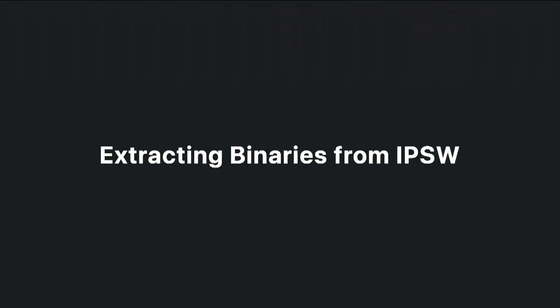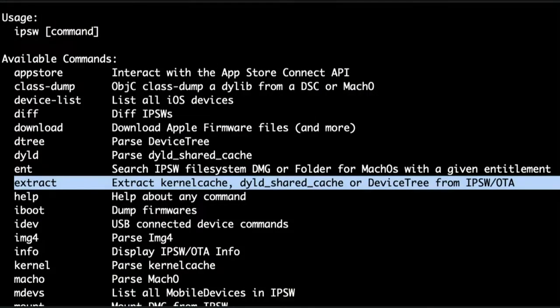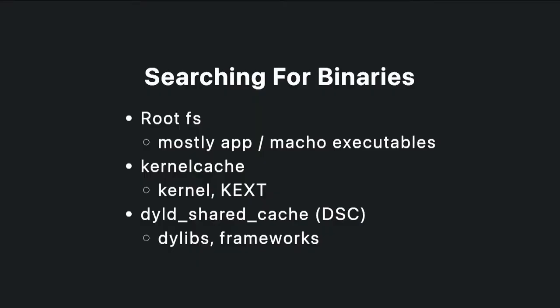So in order to get the binaries out, we still have to extract them. The diff just shows you all the differences, so you still have to go and extract the files. You can use IPSW extract, and then basically you're searching for your file, maybe in the root file system, maybe in the kernel cache, or maybe in the DYLD shared cache.